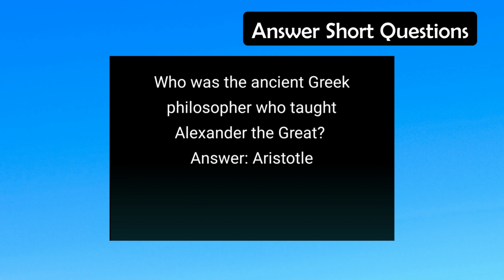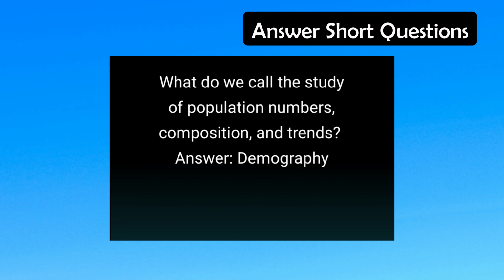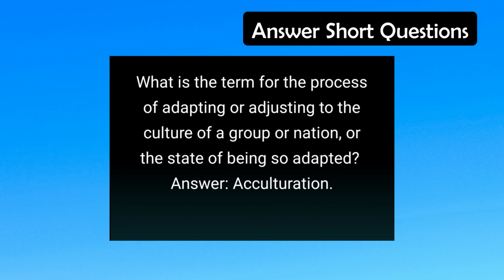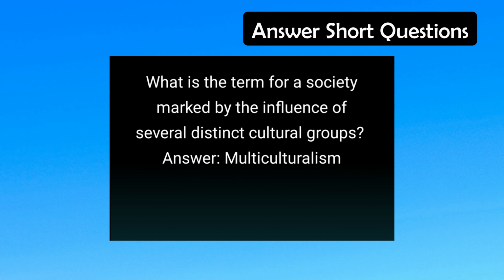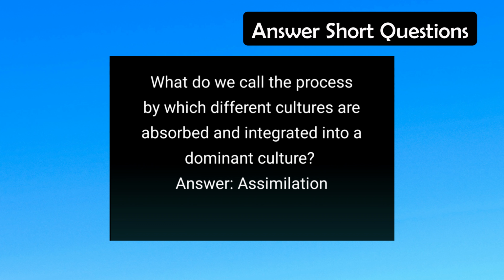Answer: Aristotle. What do we call the study of population numbers, composition, and trends? Answer: demography. What is the term for the process of adapting or adjusting to the culture of a group or nation, or the state of being so adapted? Answer: acculturation. What is the term for a society marked by the influence of several distinct cultural groups? Answer: multiculturalism. What do we call the process by which different cultures are absorbed and integrated into a dominant culture?